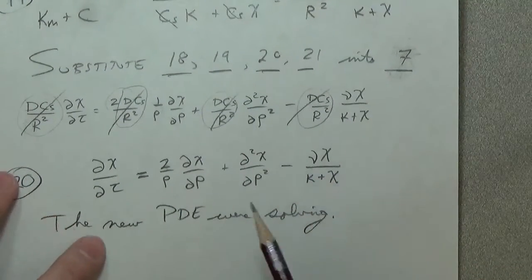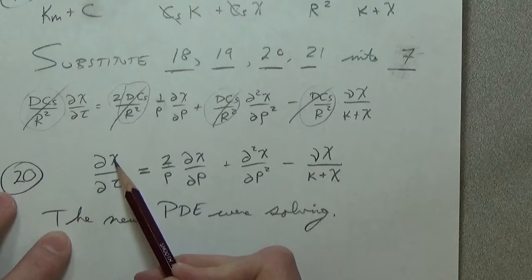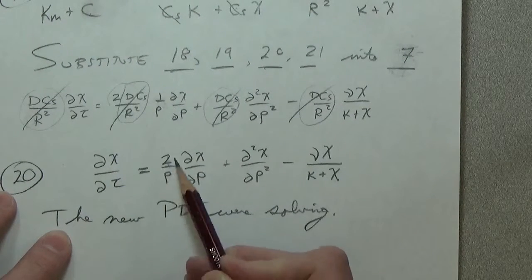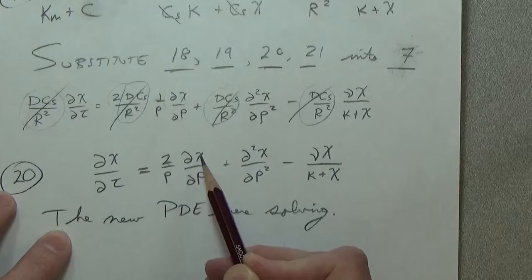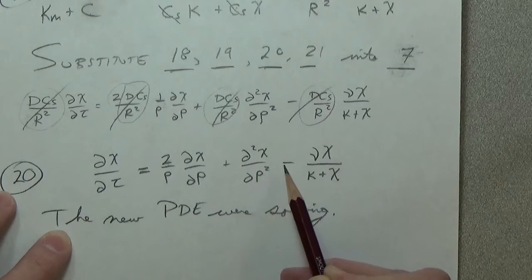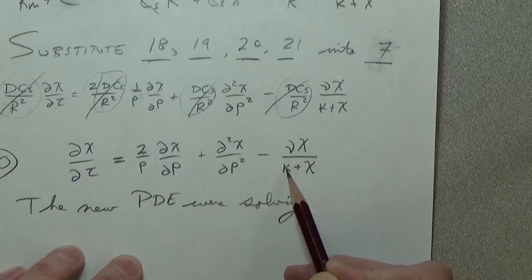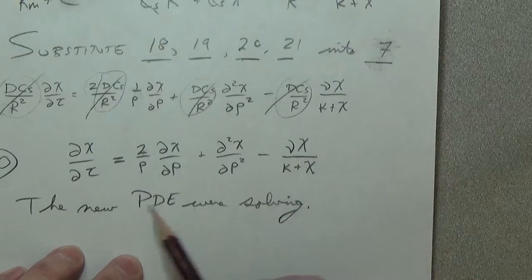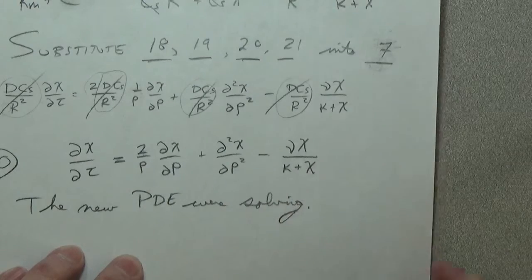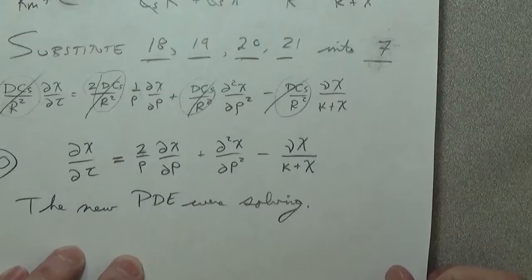And that means we're left with a partial differential equation, which is d chi by d tau is equal to 2 over rho d chi by d rho plus d squared chi by d rho squared minus nu chi over kappa plus chi. And this is the PDE we want to solve. That's the PDE, but now we also have to transform the boundary condition and the initial condition.